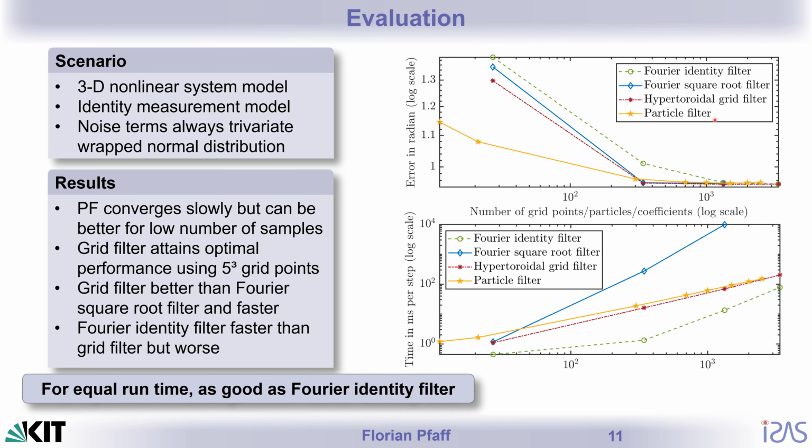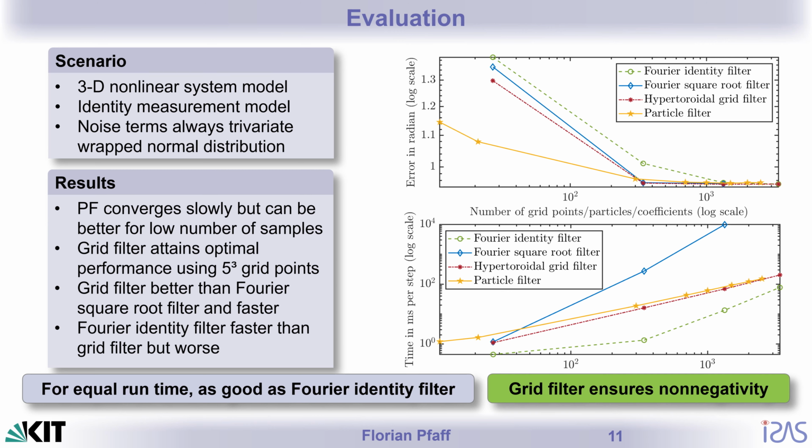Now, if we compare configurations of equal runtime, the grid filter is as good as the Fourier filter. As you can see here, let's compare these two configurations. These are of comparable runtime, then you can see that the filters are very close here. But one great advantage is that the grid filter ensures the non-negativity. So it should be preferred even if its estimation quality is equivalent for equal runtime.